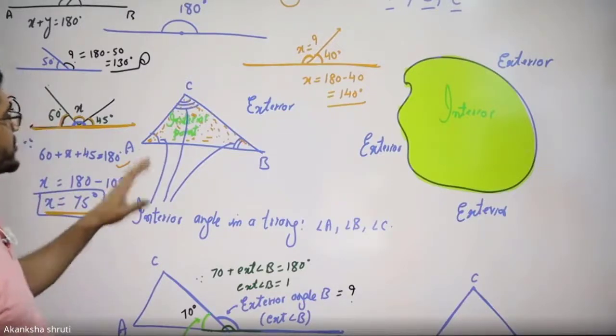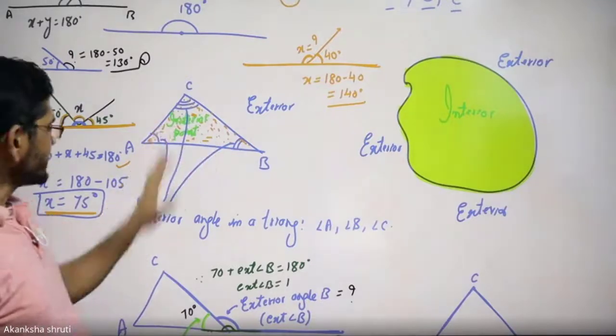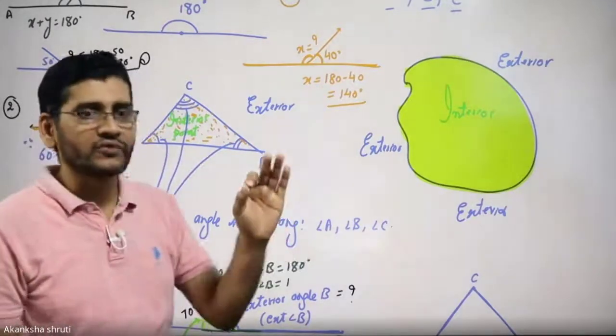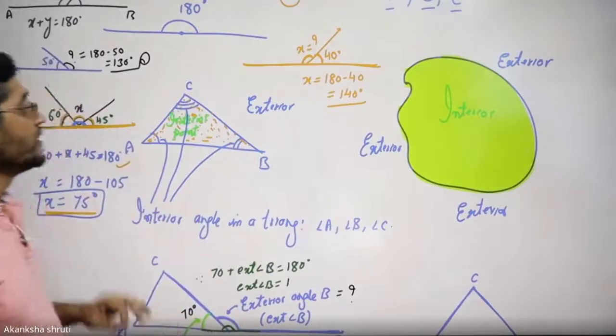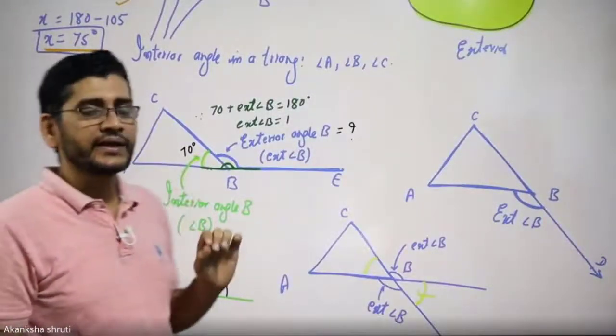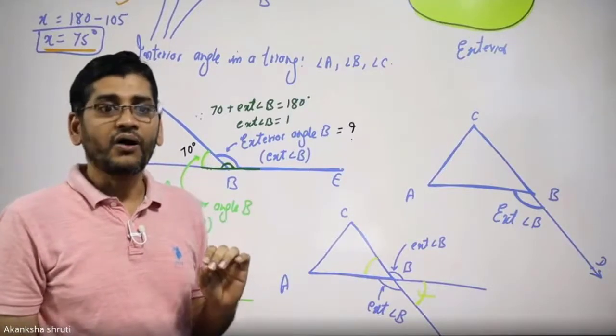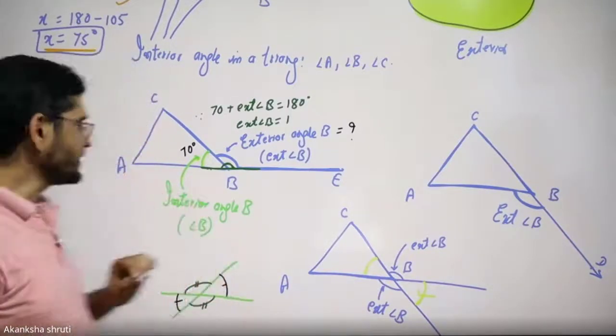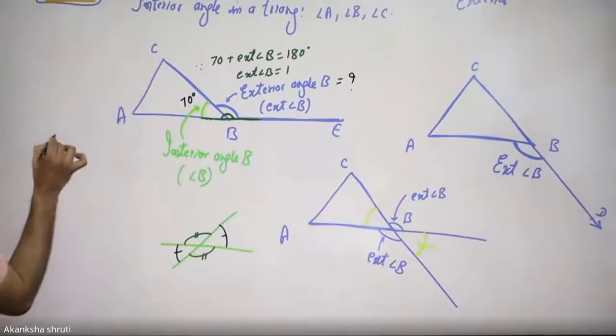Now coming to the triangle. For a triangle, the sum of all the interior angles is always 180 degrees. There is one more thing called the exterior angle for any polygon or a triangle. Students, say we have this polygon.